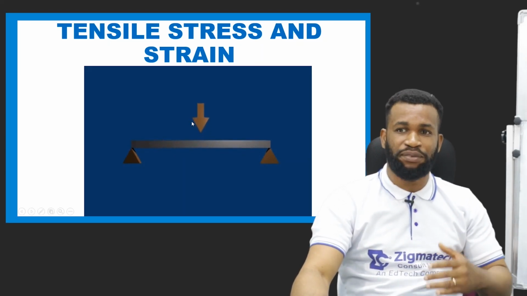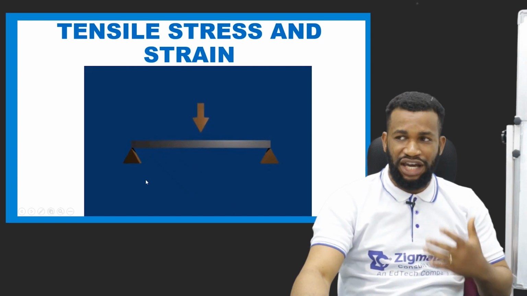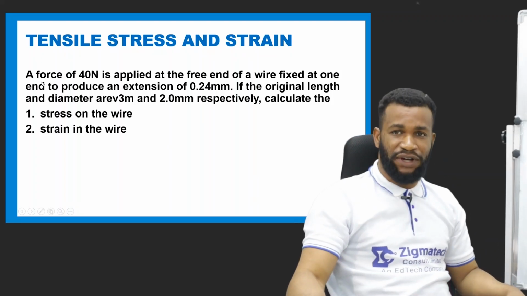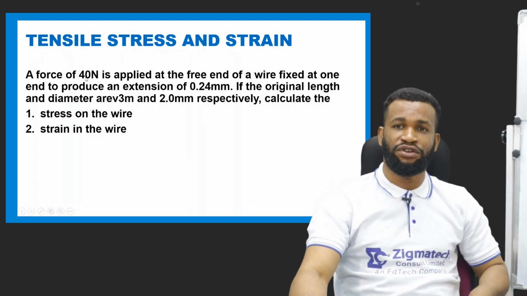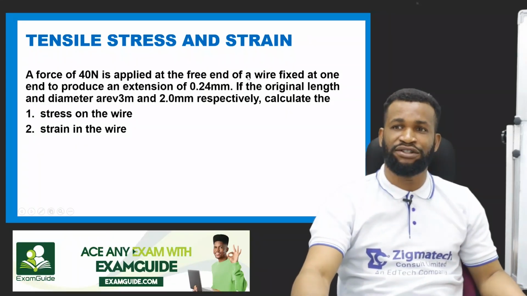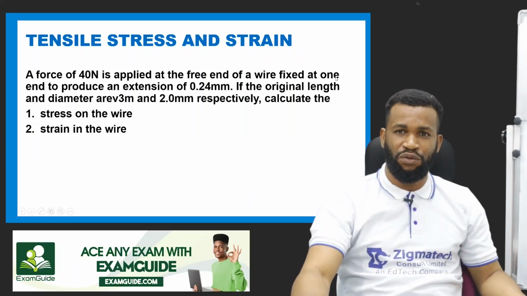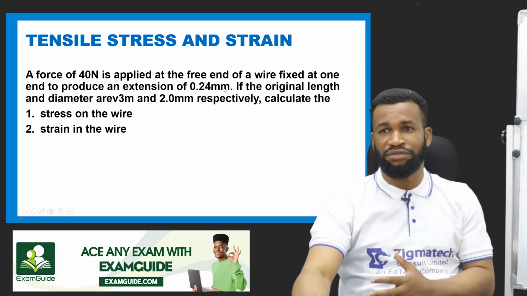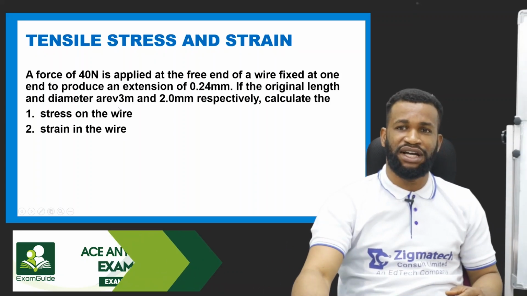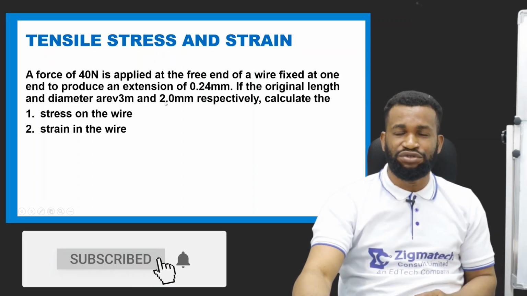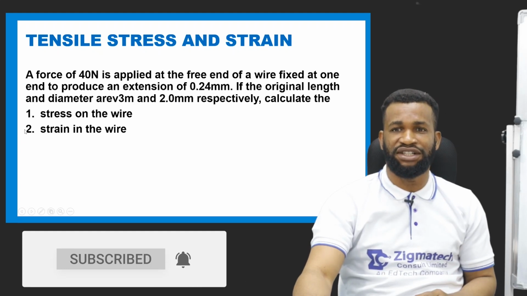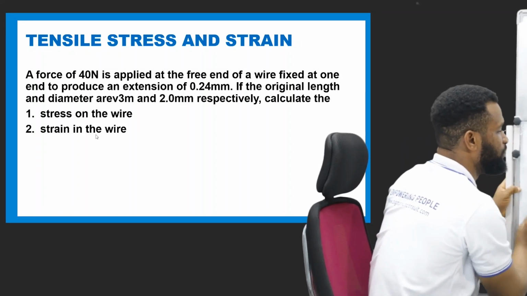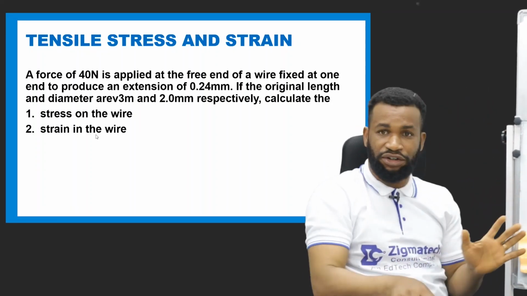So this force applied to this material helps the material to maintain the balance. Now we are going to look at the first question. We said that a force of 40 Newton is applied at the free end of a wire fixed at one end to produce an extension of 0.24 millimeter. If the original length and diameter are 3 meter and 2.0 millimeter respectively, calculate the stress on the wire and the strain. So we already have the formulas written on the board here.